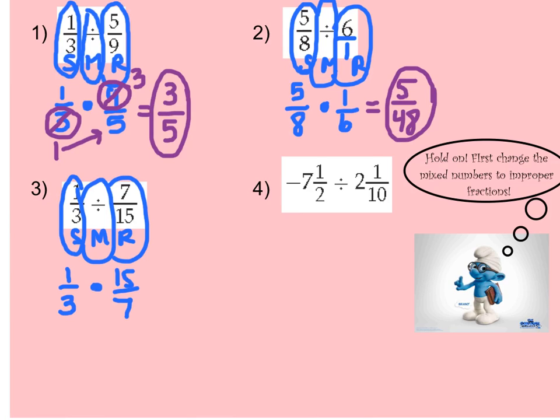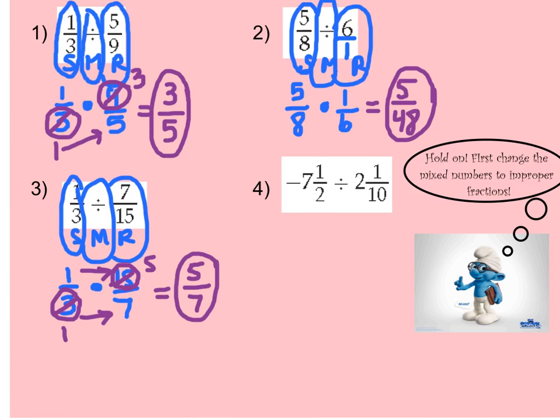All right, so let's see how you did. Here I have a 3 and a 15. I can divide those both by 3. 3 divided by 3 is 1, and 15 divided by 3 is 5. There's nothing else that I can reduce here, so I'm just going to multiply straight across. 1 times 5 and 1 times 7. So I get 5/7.